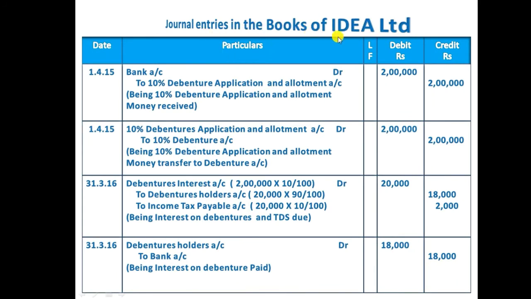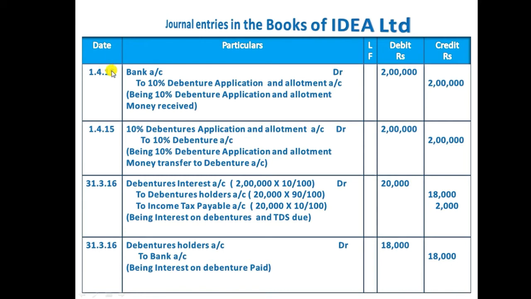Journal entries in the books of Idea Limited, and we should write the format of date, particulars, LF, debit, credit. The company issued debentures on 1/4/2015. We know well that the debenture holder should deposit the amount into the company's bank account. So the bank received the amount from the debenture holder, so we need to debit the bank, and we need to credit 10% debenture application and allotment account 2 lakh.